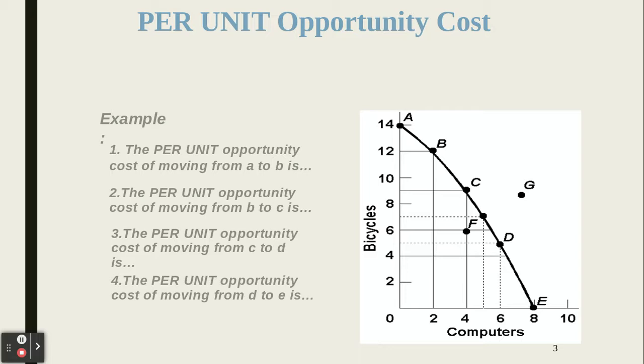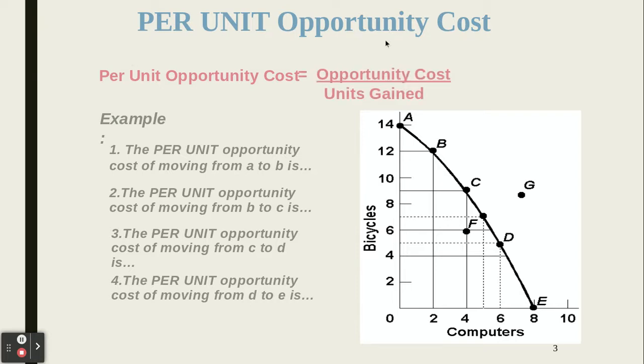So first thing we're going to look at is what we call the per unit opportunity cost. So we know opportunity cost is the sacrifice, the alternative that we're giving up when we make a choice. Okay, so per unit, what is that opportunity cost? Here, this is a simple little formula. You just take the opportunity cost, so the units sacrificed, you place it over the units gained, and then we have our per unit opportunity cost.